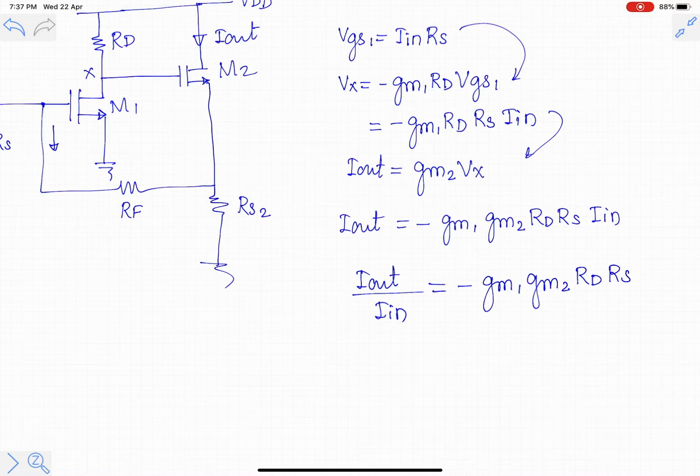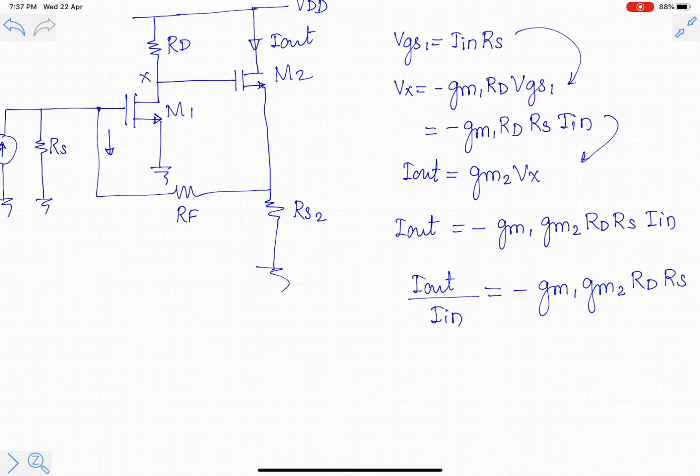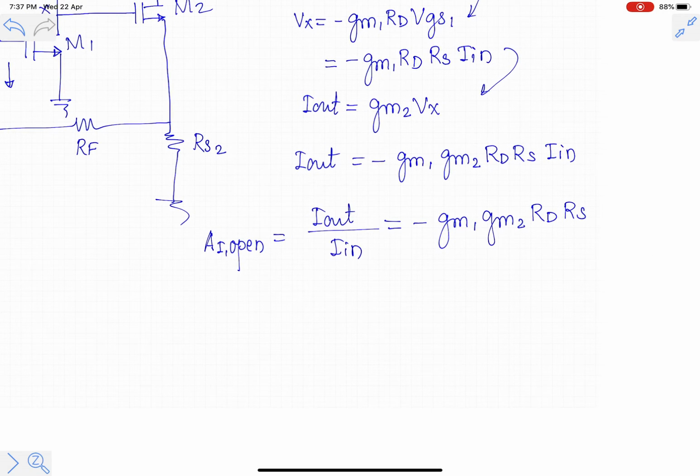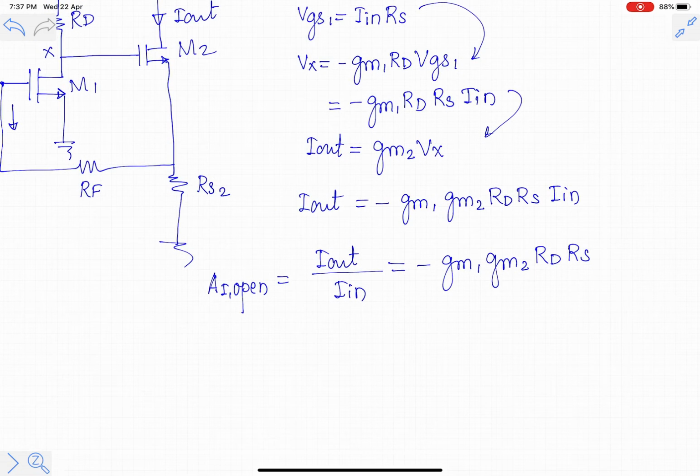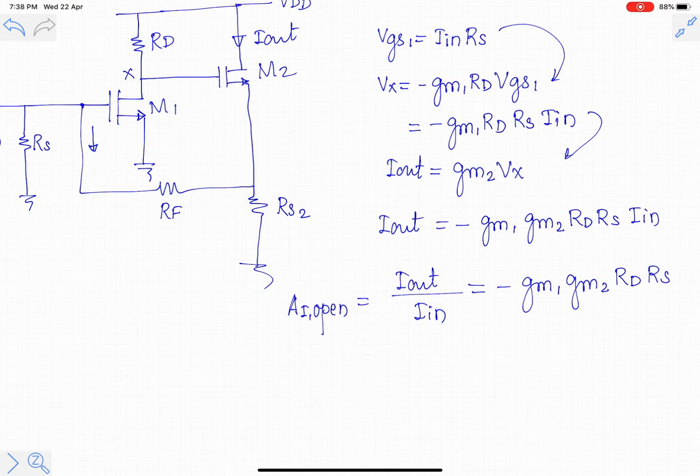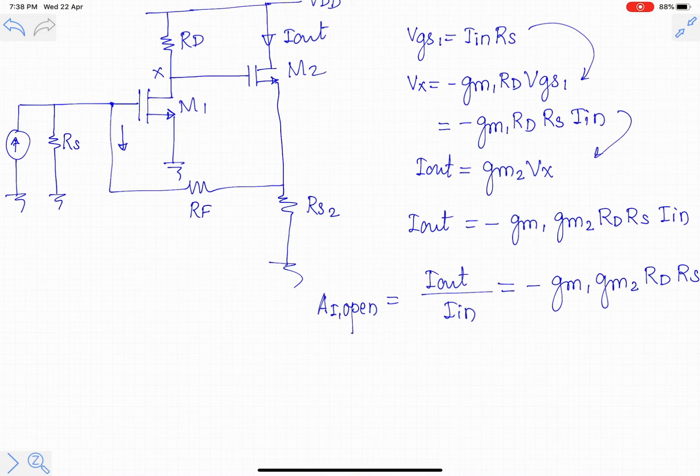Remember that when we solve an example where loading effect has to be neglected, we should find out the open loop gain without loading effect, and the loop gain. So the open loop gain is AI open, and we have found out AI open. In order to find out the closed loop parameters, we should find out the loop gain by the normal method.